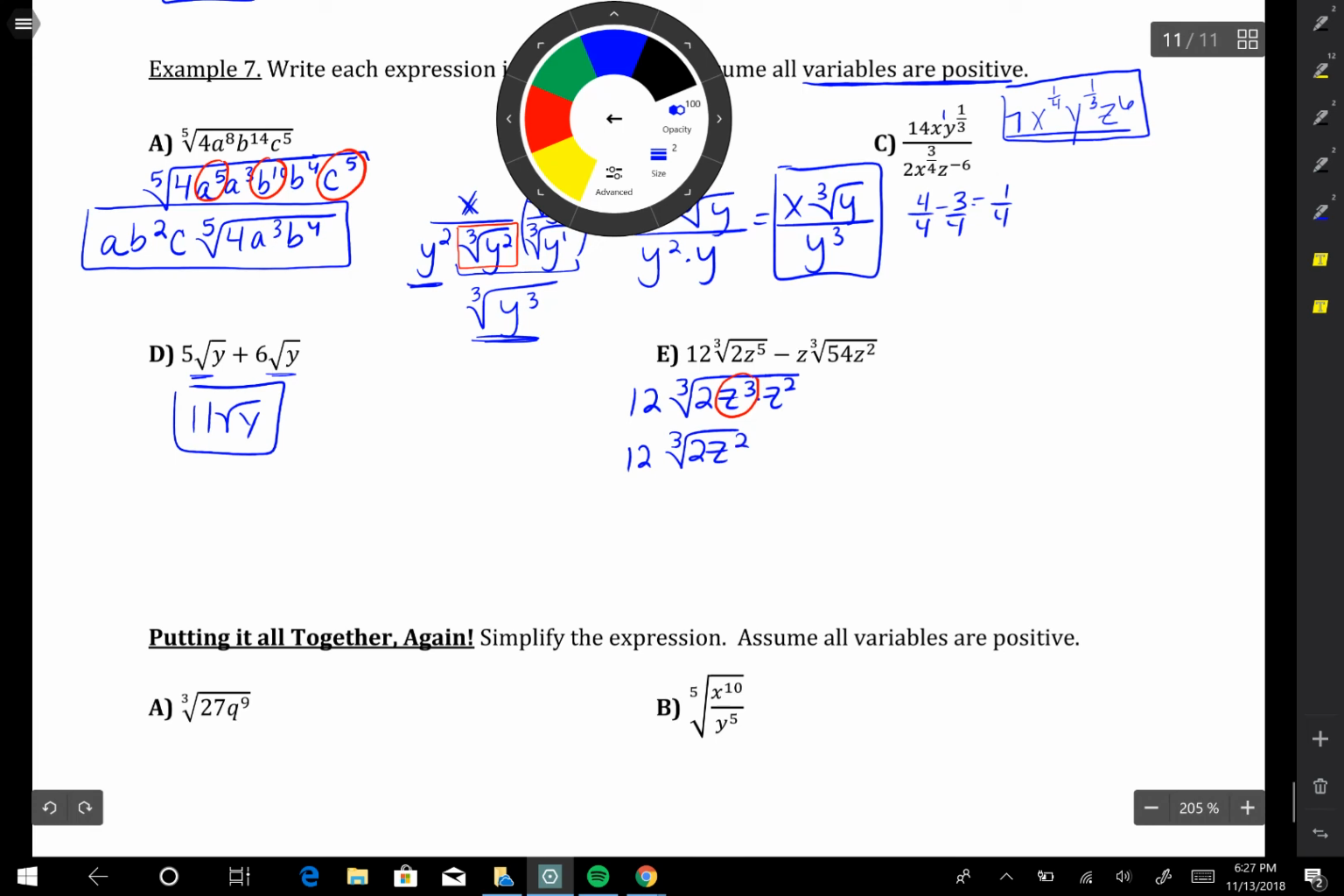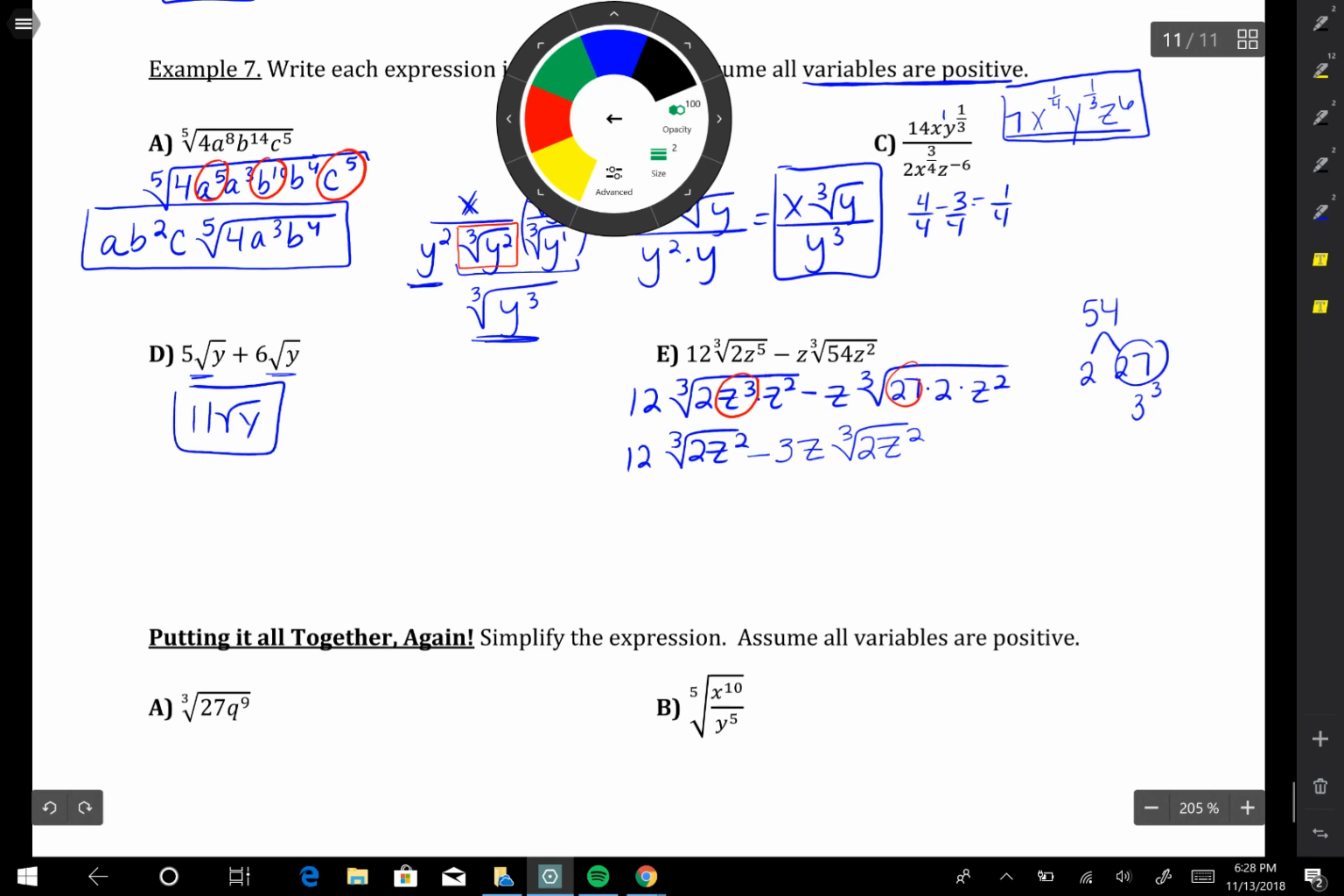All right, then I have minus z times the cube root of 54. Now, 54 is obviously not a perfect cube, but if we start factoring it down, it is divisible by 2, and that's 2 times 27. Isn't 27 a perfect cube? That's 3 cubed, right? So I could write 27 times 2 times z squared. I can't break that down at all. So this 27 is a perfect cube. And the cube root of 27 is 3. So I'm going to bring that out with my z. That's going to be minus 3z times the cube root of, left under my radical is 2z squared.